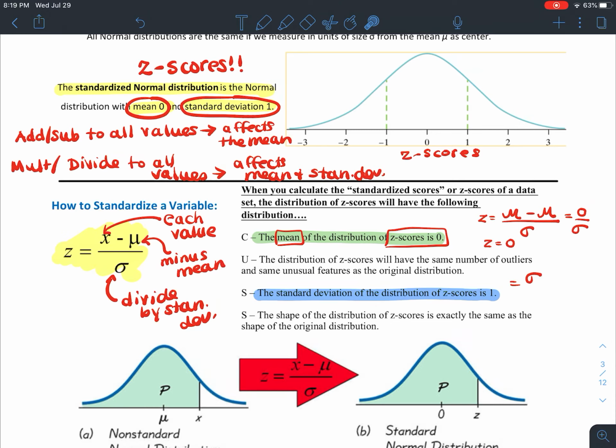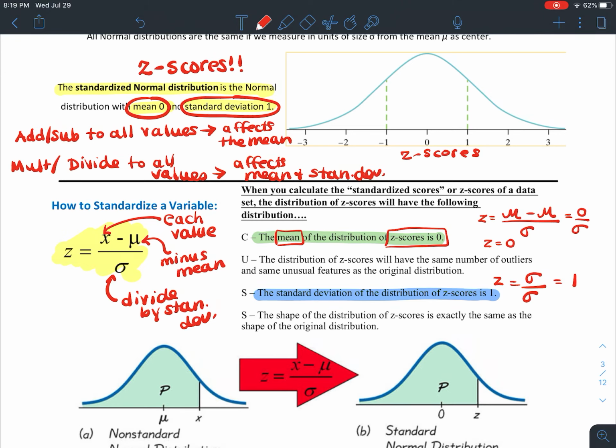Now remember, when you multiply and divide, it affects standard deviation and mean, center and spread. But if you add and subtract, it only affects measures of center. So if I'm trying to convert a measure of spread, I'm not subtracting this in the formula. I'm only going to do the division, and look what we're dividing by. We're dividing by sigma.